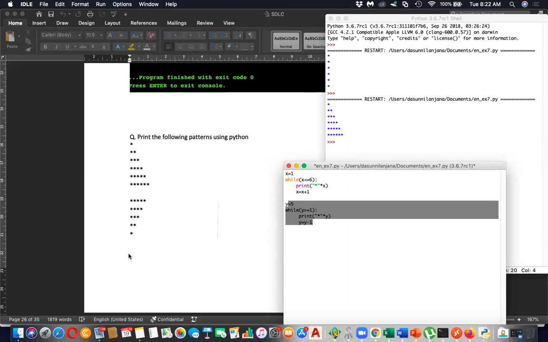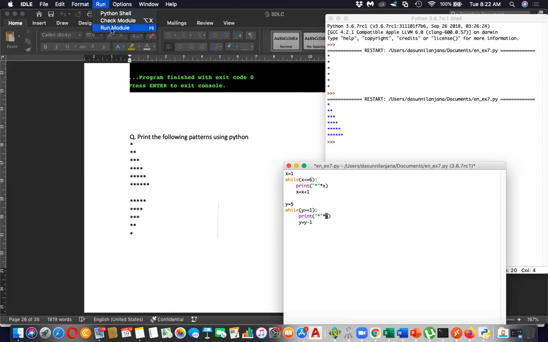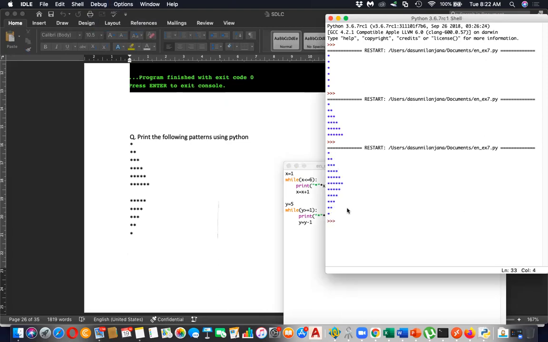Understood or not? Yes, sir. You have to start from 5 up to 1. You have to minus y, 1 by 1 by 1 by 1, then multiply this asterisk by y and print it. So we'll print 5 to 1, 5 to 1. I think that is clear.